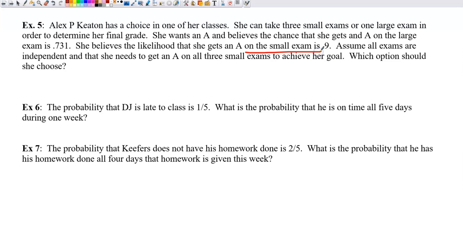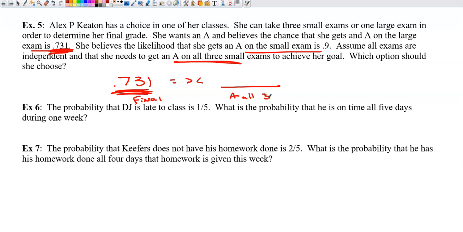Got a 90% chance of getting an A on the small exam, 73% chance on the big exam. There are 3 small exams, and I need to get A's on all 3 in order to get an A. So I've got a 73% chance of getting an A on the one large exam, the final. I need to compare that. Is it equal to, bigger, or smaller than getting an A on all 3 little ones?